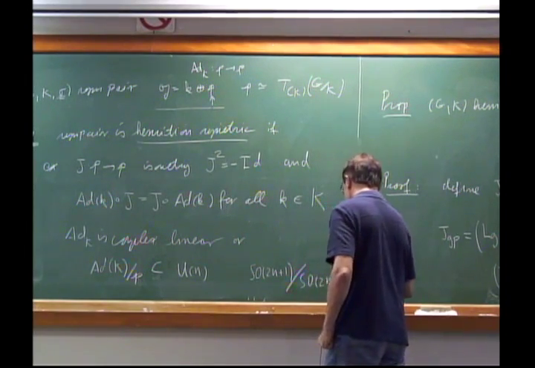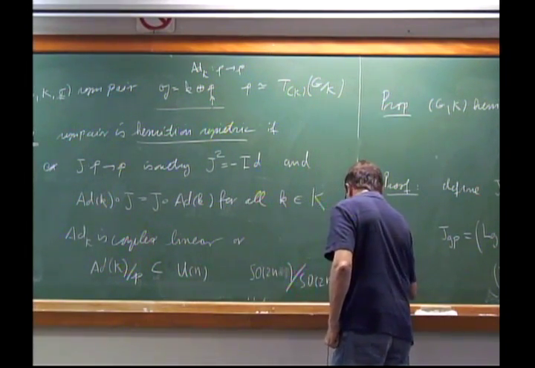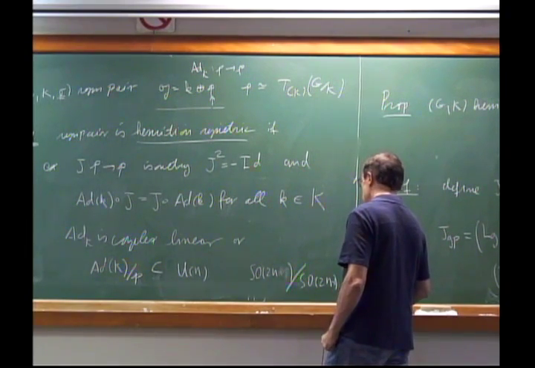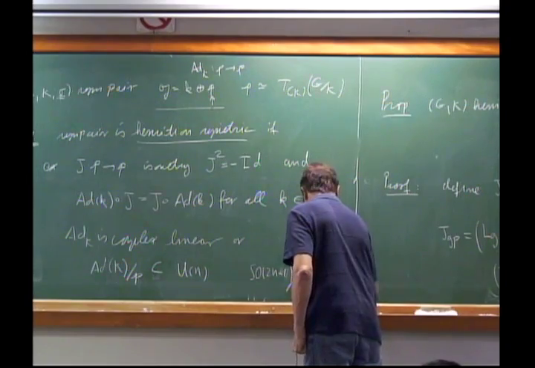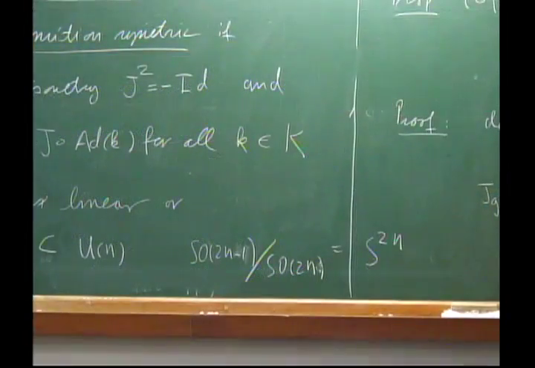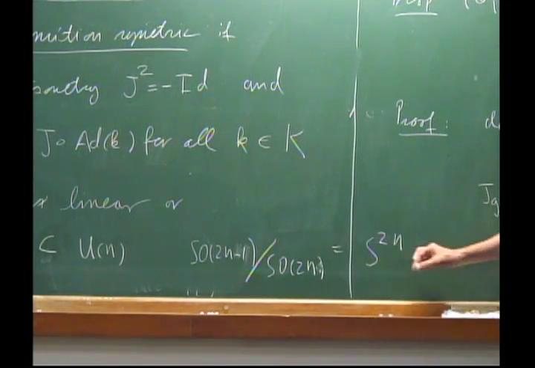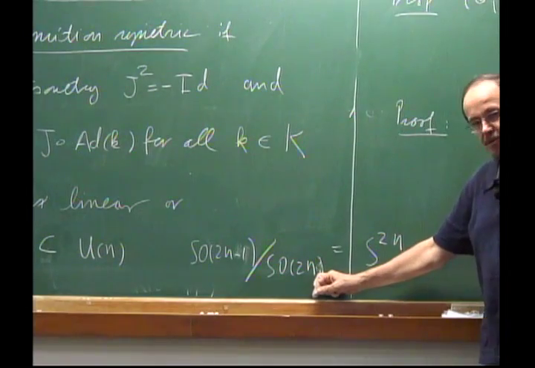Well, that's even dimensional. So this will be odd dimensional. This will be S0(2n). That's a symmetric space. That's a symmetric pair. It's even dimensional, right? But this is not a Kähler manifold. In fact, there's no complex structure which is preserved by the action of SO(2n).